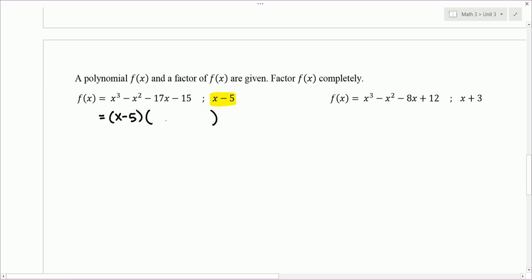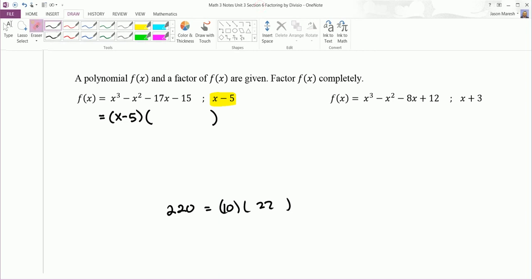Okay, and so we got to figure out, well, what is that something? Well, if I tell you I want you to factor the number 220, and I tell you that that's equal to 10 times something, how are you going to find that missing piece? You're going to divide 220 by 10, get 22, and you got your answer. Same idea here. We know that x cubed minus x squared minus 17x minus 15 is x minus 5 times something. So I'm going to divide by x minus 5 and find out what I get.